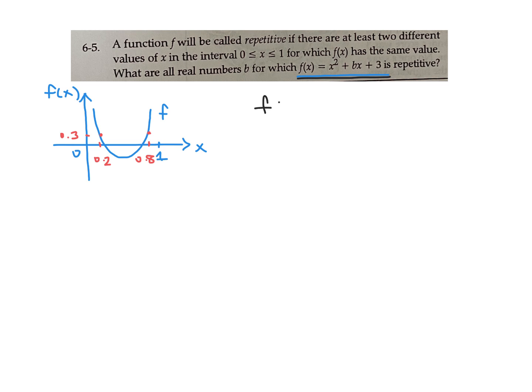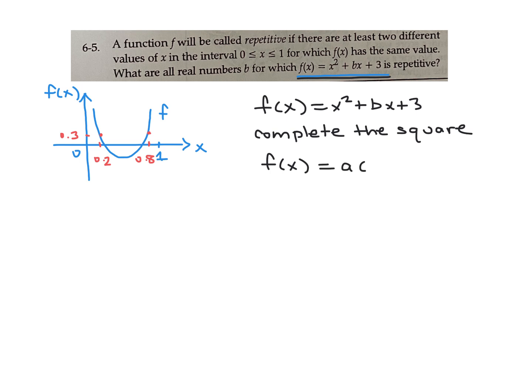Okay, so let's see what we can do. F at x is equal to x squared plus bx plus 3. And what else do we know? What do we have to do here? I think we have to complete the square. Complete the square. And it basically is where you make f at x in the form a times (x minus h) squared plus k, where that will tell you when x is equal to h, f at x is equal to k.